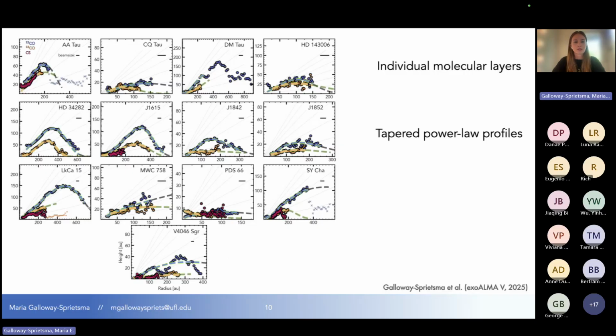We also see that most of these surfaces exhibit tapered power law profiles, but again, there are exceptions to this. PDS66 is an exceptionally flat disk, and then CQ Tau and MWC758 are also fairly flat. And then HD 34282 actually has a double power law profile. And then one of the last things you might notice is that these surfaces are not smooth. There's actually a lot of substructure within them. There's gaps and bumps and some larger substructure that I'll talk about in a little bit.